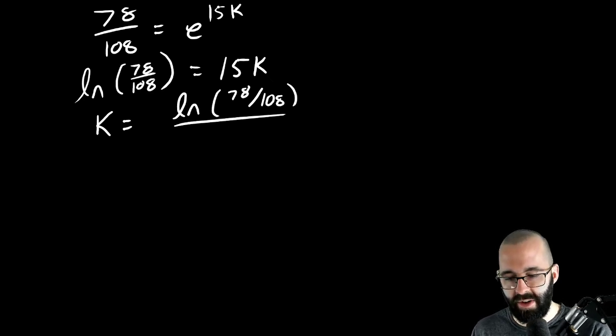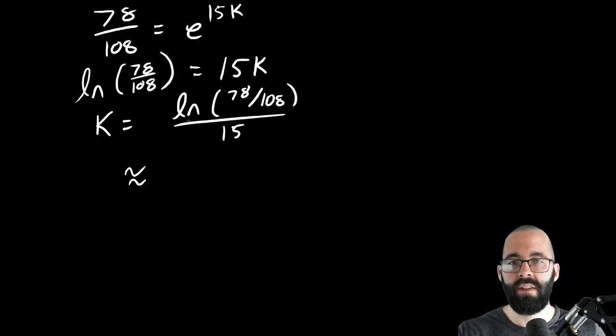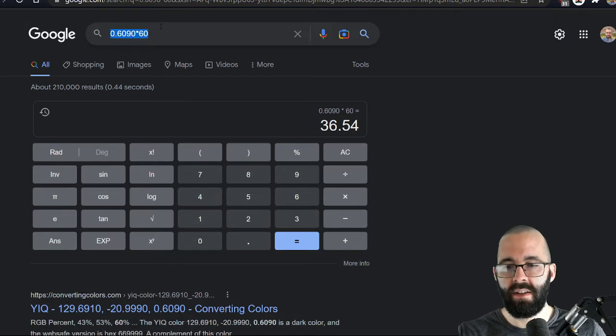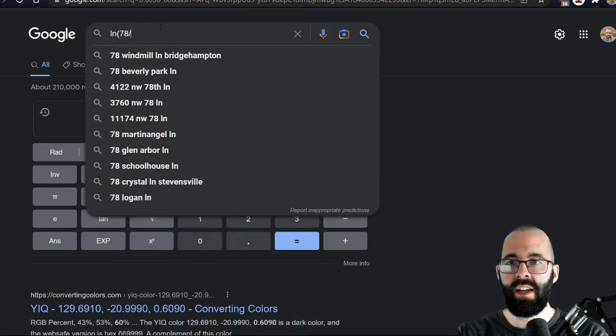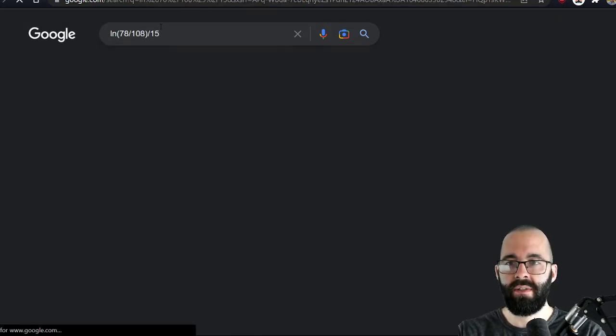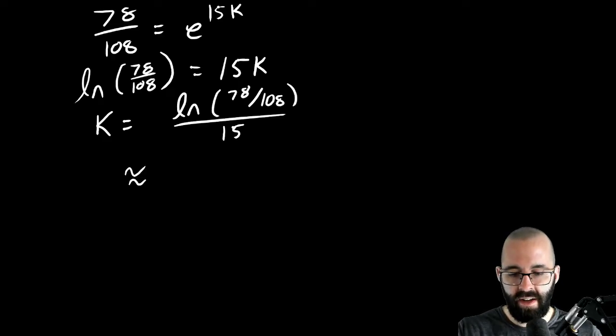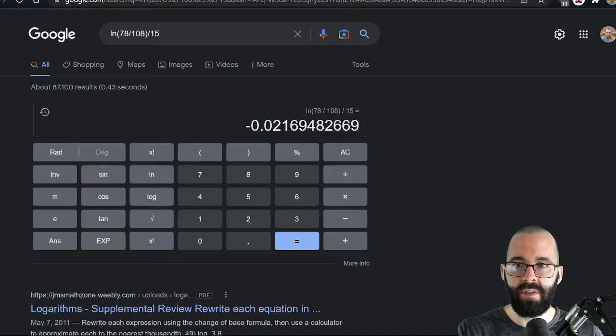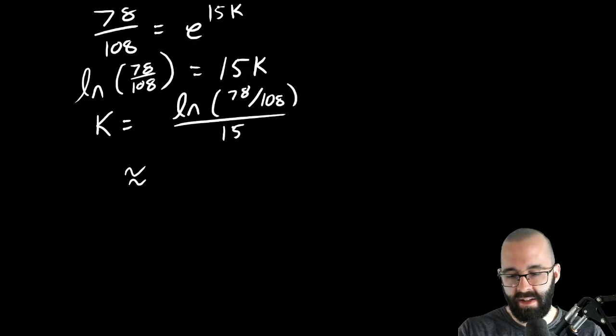Whoa, I wrote k twice. Our k value is the natural log of 78 over 108, all over 15, which is negative 0.02169.